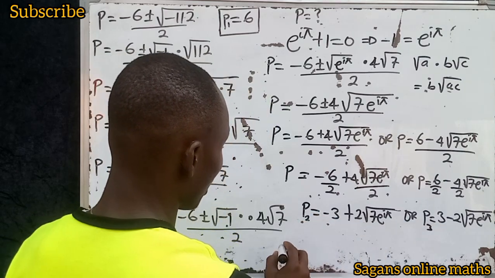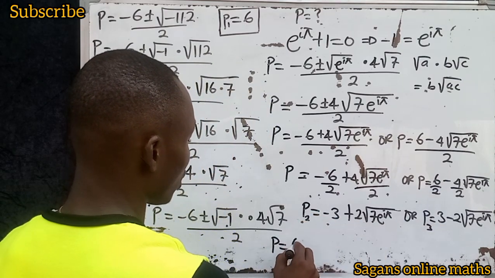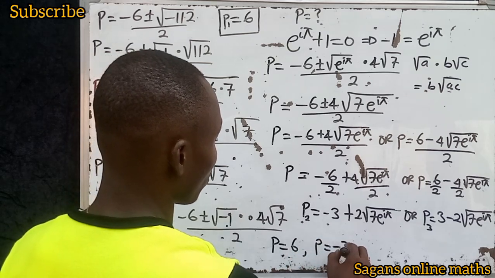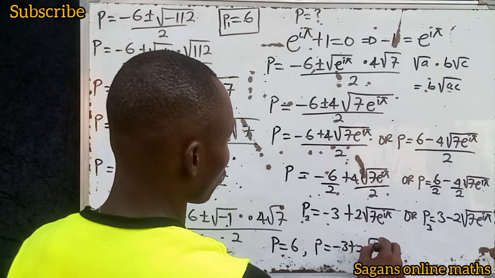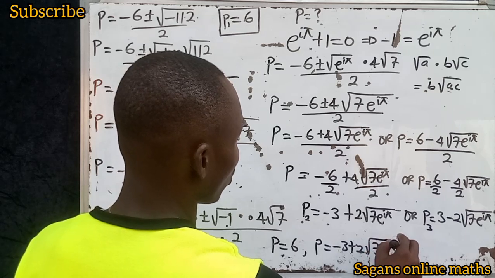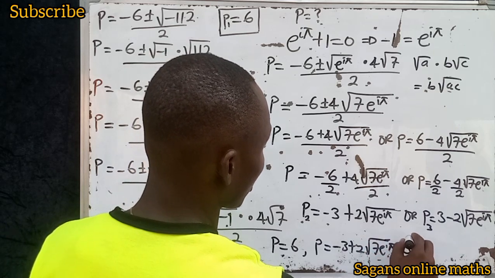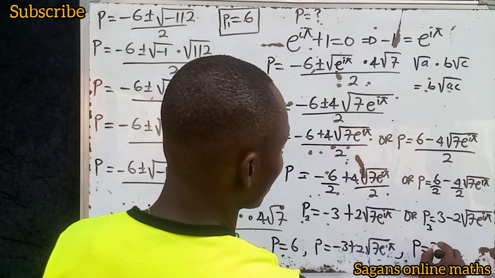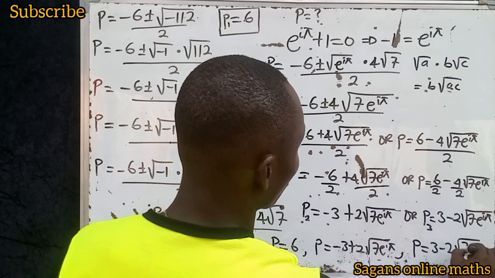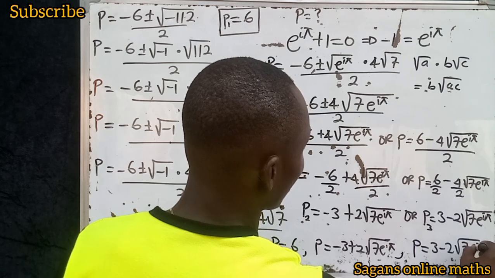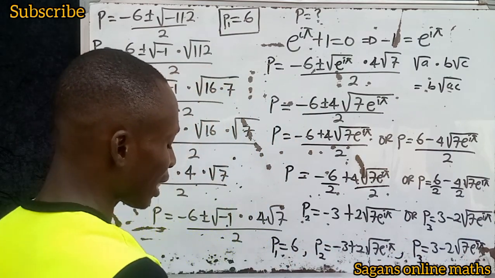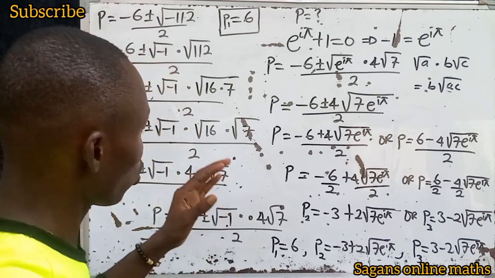So it means that p is equal to 6, comma, p is equal to minus 3 plus 2 root 7 multiplied by e to the power of i pi, or p is equal to minus 3 minus 2 root 7 multiplied by e to the power of i pi. Now this is p1, p2, p3. These are the three values of the solution.